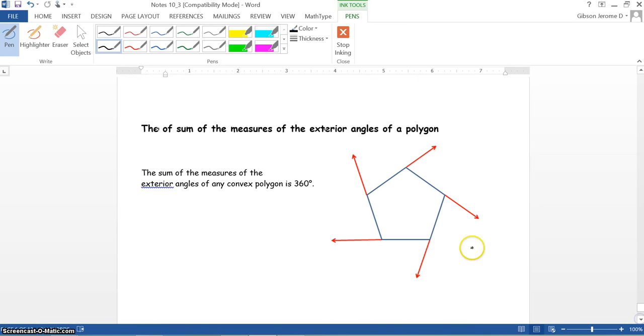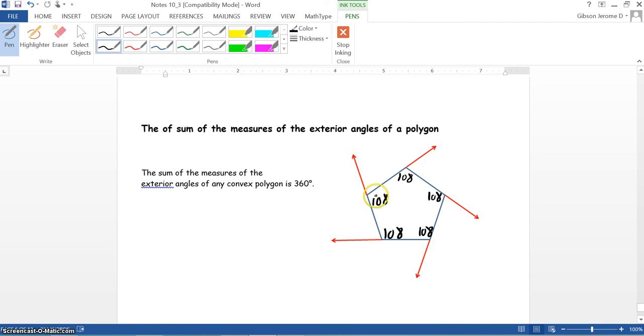Now it says here, the sum of the measures of the exterior angles of a polygon. The sum of the measures of the exterior angles of any convex polygon is 360 degrees. So what this is saying is this here. Let's just say that this is a regular polygon. And we know this breaks up into 3 triangles. So each one of these angles would be 108 degrees. All of these would be 108 degrees.